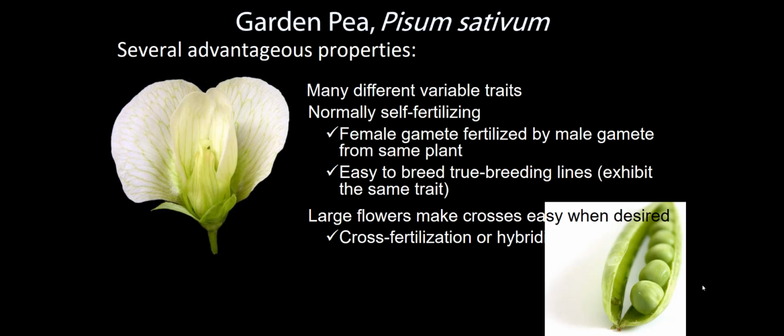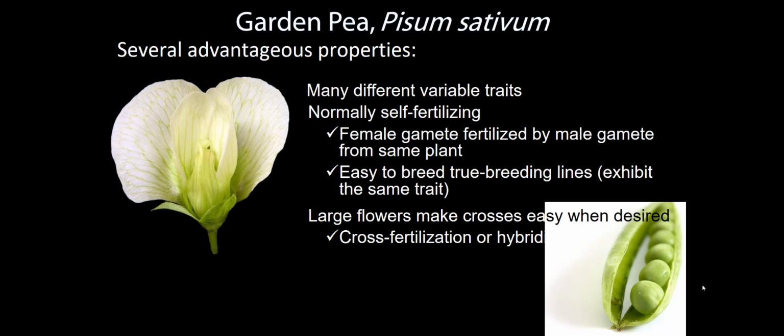So what made the peas ideal? Well, first of all, there were many variable traits within the species. Mendel could actually go to market and find lots of varieties of different peas. Normally, the pea itself is self-fertilizing. The plant itself is a hermaphrodite. What that means is the female and the male parts are within the same individual. I'll show you a diagram in a second. They're easy to breed, and they're able to establish what are called true breeding lines.